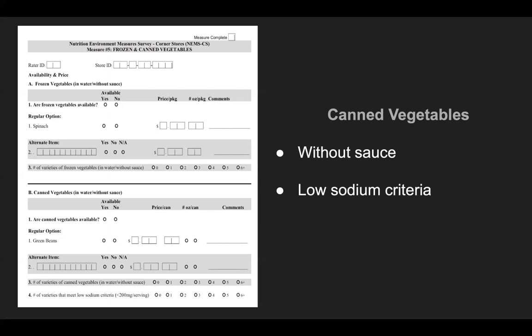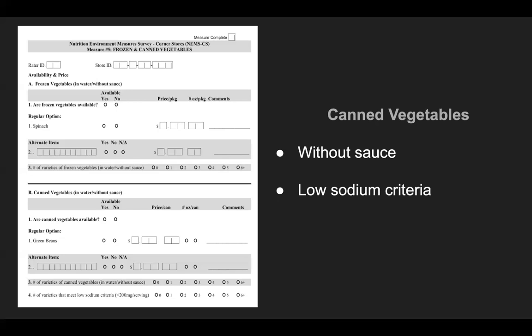Again, you're going to write down the price and the ounces. And this gets a little confusing, this column, because as you can see, first you say, is it available? Yes or no. And then you go to price per can. And so if that says like 75 cents, then you're going to write that down. That's what most of them were in my experience.